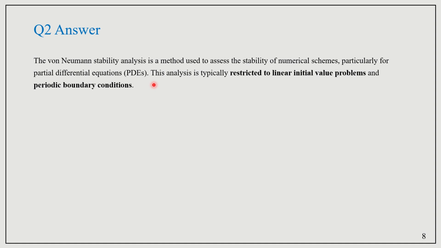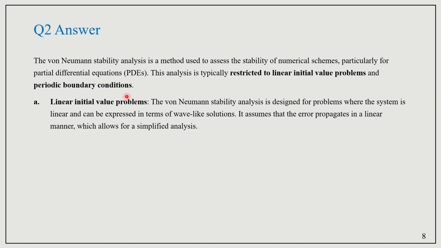So it is typically restricted to linear initial value problems and periodic boundary conditions. Von Neumann stability analysis is designed for problems where the system is linear and can be expressed in terms of wave-like solutions. It assumes that the error propagates in a linear manner, which allows for a simplified analysis. So mostly it is used for linear problems, and it simplifies the analysis, and therefore it is used in those cases.